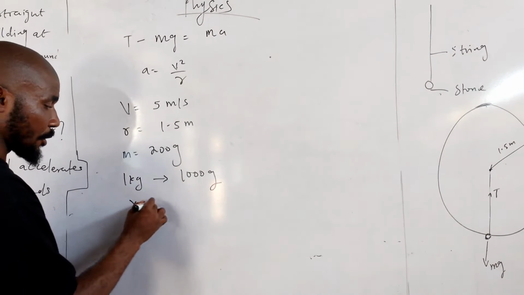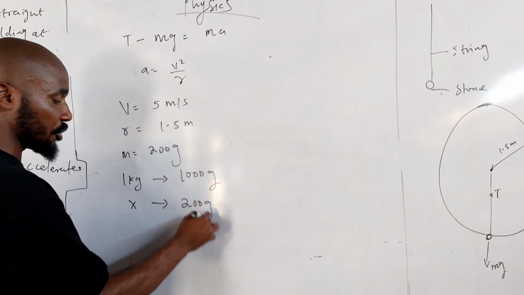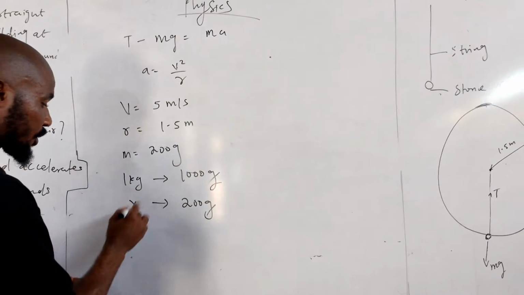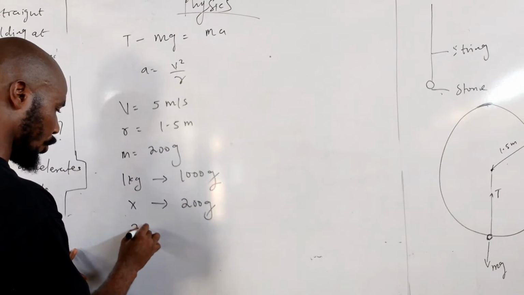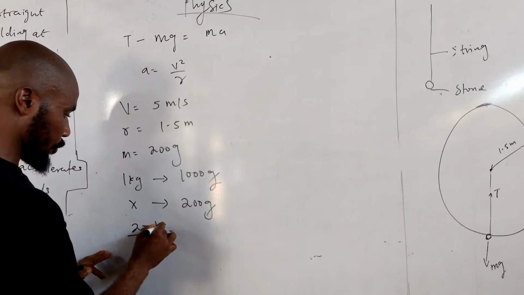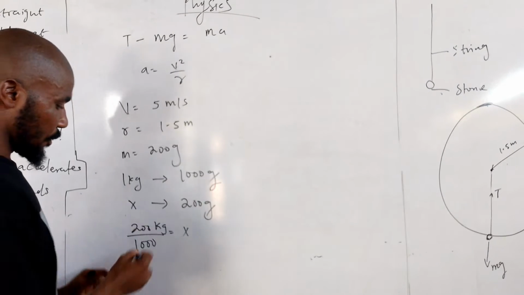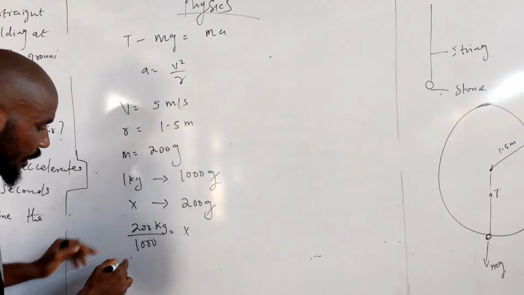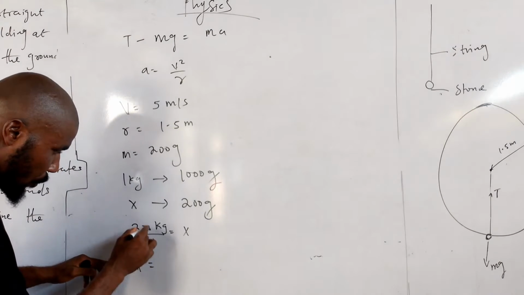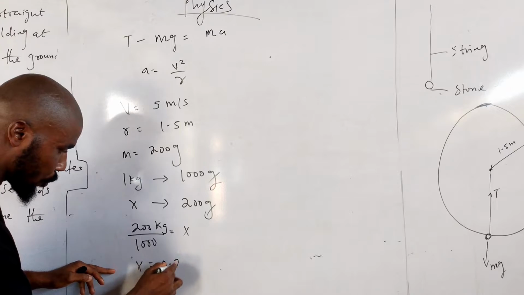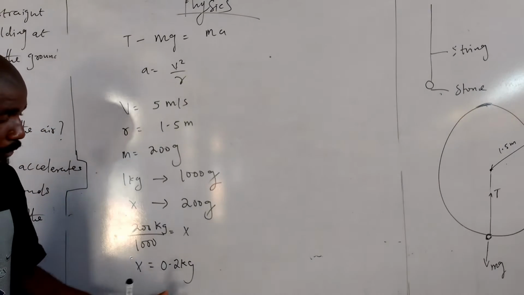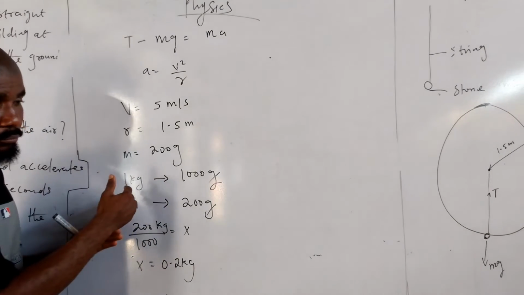So x kilogram will be equal to 200 grams. Gram will cancel gram here. If you cross multiply, you'll now see that 200 kg all over 1000 will be equal to x. So divide both sides. This 200 gram now will be equal to, 0 will cancel 0, will be equal to 0.2 what? 0.2 kilogram.